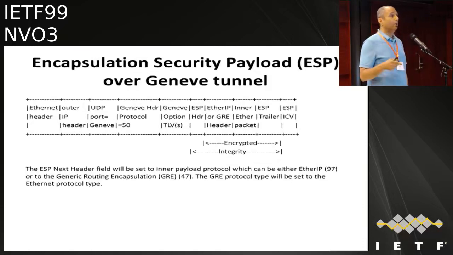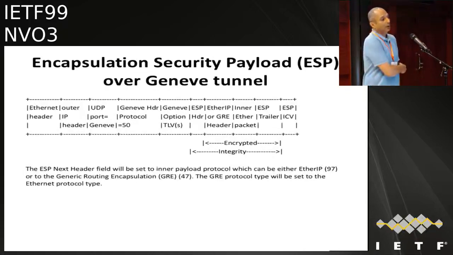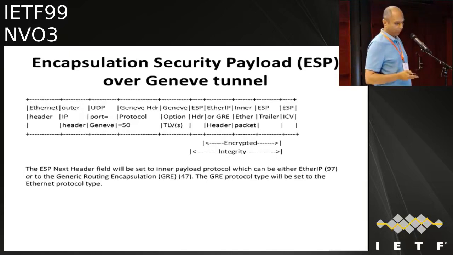So I've shown here the part that will be encrypted: the inner packet, starting from after the ESP header to the end of the trailer. And of course, the authentication or the integrity will include the ESP header as well. The ESP header next protocol could be EtherIP, as I mentioned, or GRE, and those are IP protocols. And the GRE protocol type, of course, will be set to Ethernet if we are going to be carrying Ethernet. So this is how we can carry ESP, or protocol 50, over Geneve.